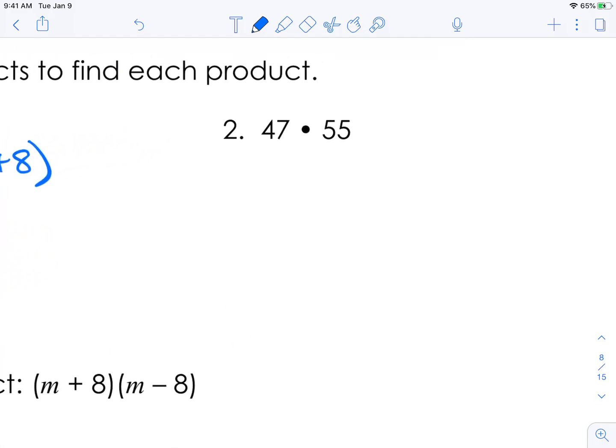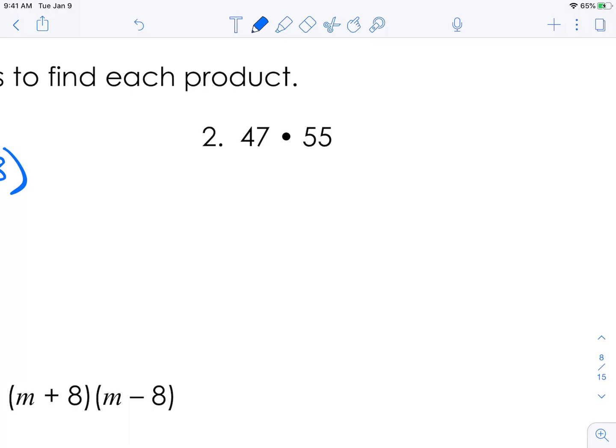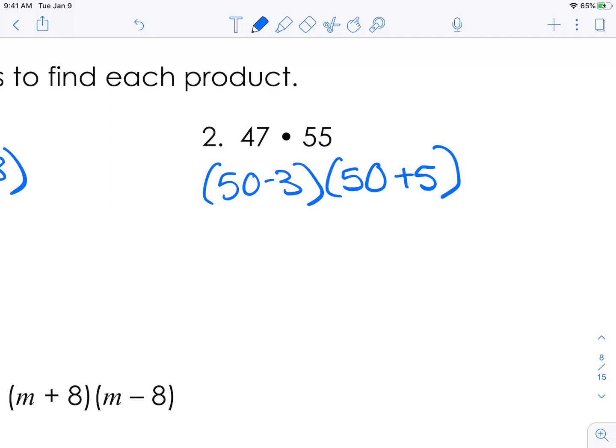This one right here, the common number would be 50. 47 is 3 less than 50, and 55 is 5 more than 50. In this case, you would have to write the whole thing out. So it wouldn't exactly be quicker, but for some of you it might be. So 50 times 50 is 250. 50 times 5, or I'm sorry, I did the 50 times 5 first on accident. So 50 squared is 2,500, not 250. But then we would add 250 because of our outside terms.